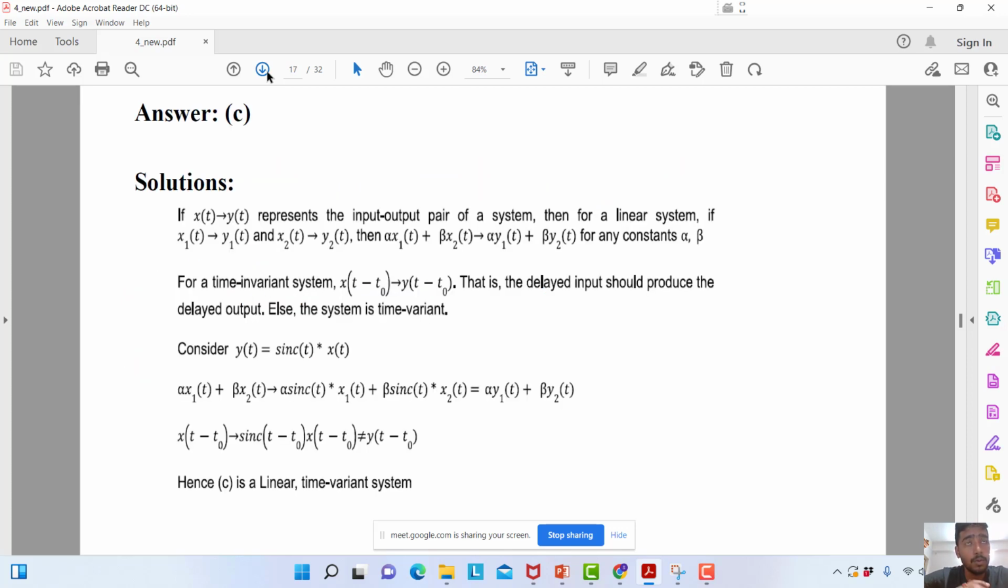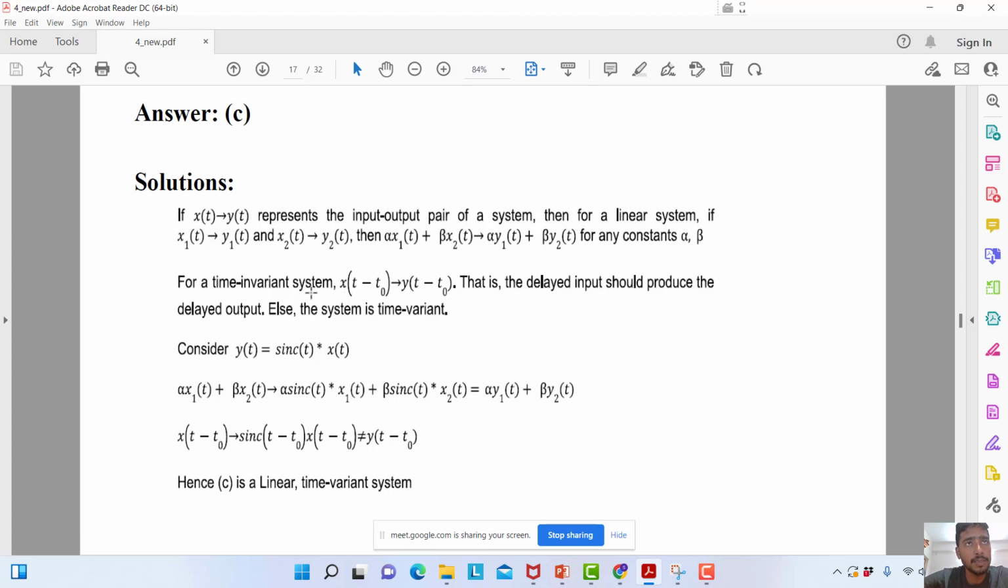Firstly, an overview of what is linear and how we can check the linearity and time variance or invariance. Suppose we have the input x(t) and we are getting the output y(t). If x1(t) gives y1(t) and x2(t) gives y2(t), then for a linear system alpha x1(t) plus beta x2(t) should also give alpha y1(t) plus beta y2(t), where alpha and beta are constants. If this condition is followed, our system is linear.